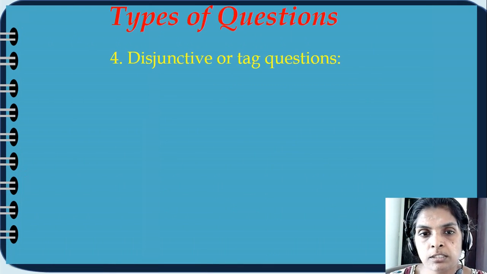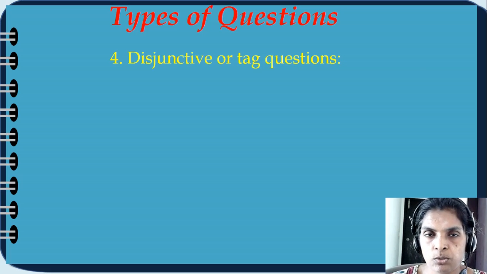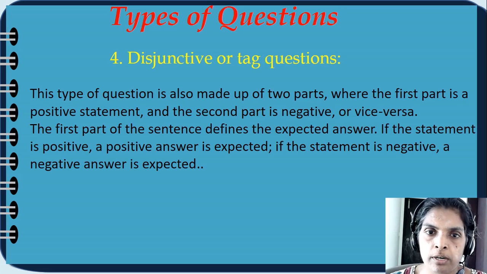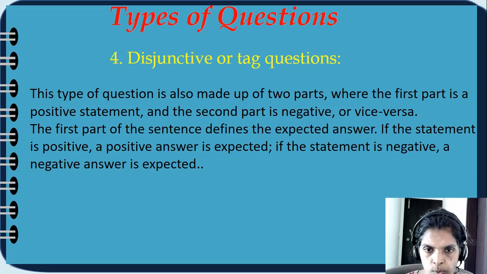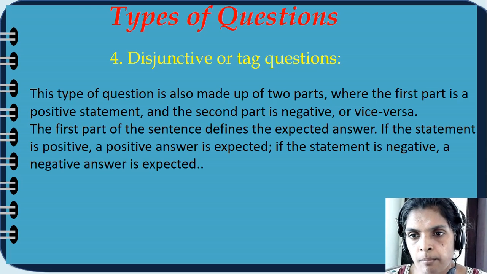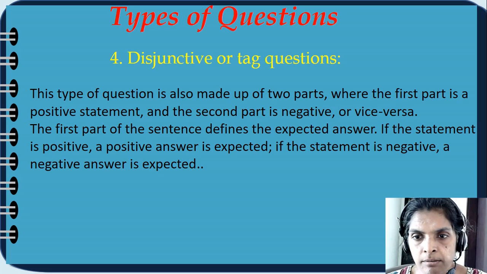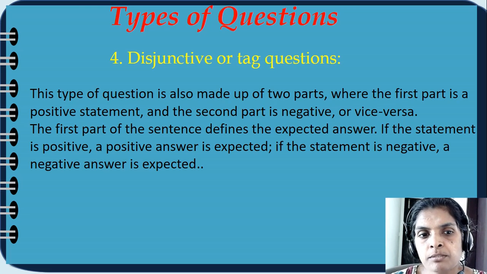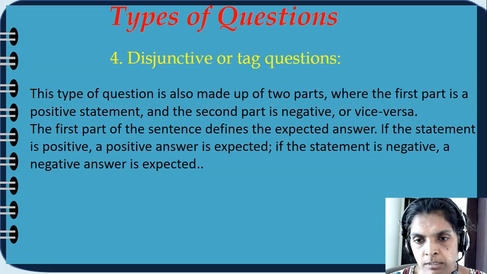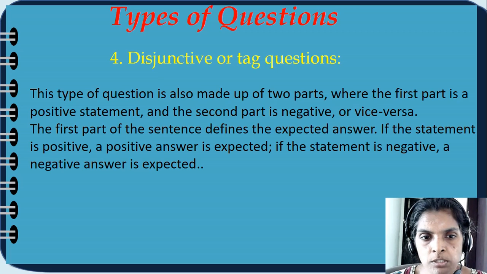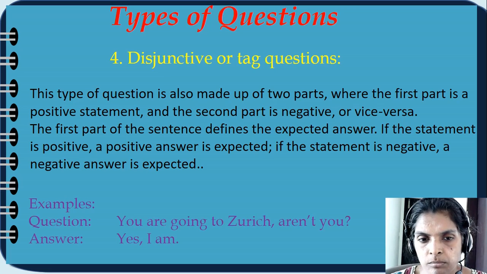The last one is disjunctive or tag questions. So these are nothing but the question tags which you already have learnt. This type of question is also made up of 2 parts, where the first part is a positive statement and the second part is negative or vice versa. That means first will be negative and the second part will be positive. The first part of the sentence defines the expected answer. If the statement is positive, a positive answer is expected. If the statement is negative, a negative answer is expected.